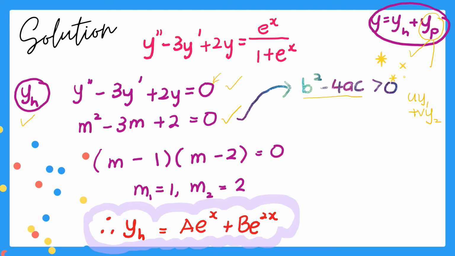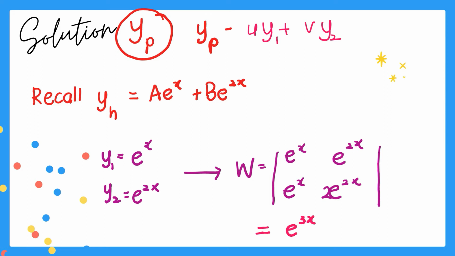Okay, check b squared minus 4ac, and we found that it is greater than 0. So we will have two different roots here. When we have two different roots, this is our yh: A e^(m1 x) plus B e^(m2 x). So this is our y homogeneous. Then we want to find out what is our yp.